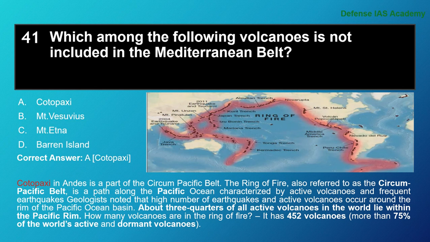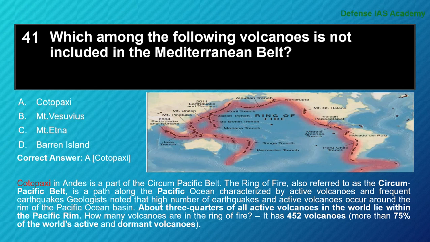It is a path along the Pacific Ocean that has the highest number of active volcanoes and frequent earthquakes. Geologists in their studies have found that a high number of earthquakes and active volcanoes occur around the Pacific Ocean basin, mainly around the Ring of Fire area.